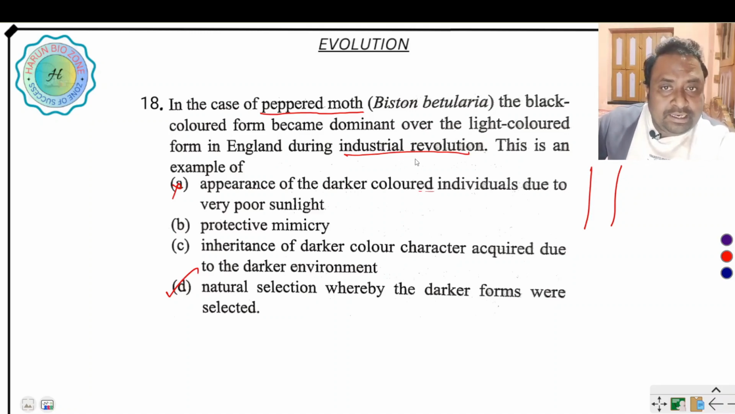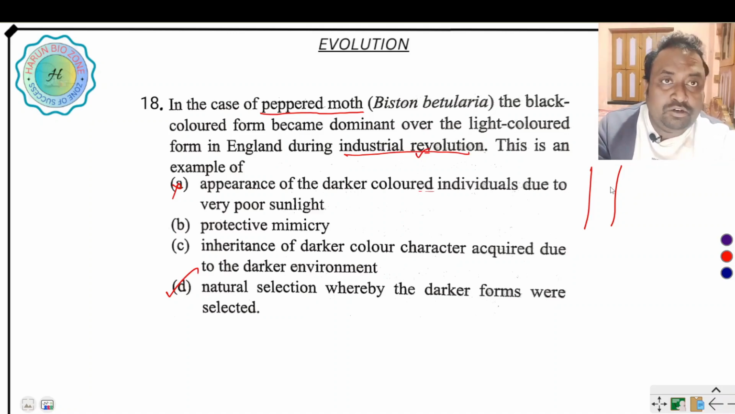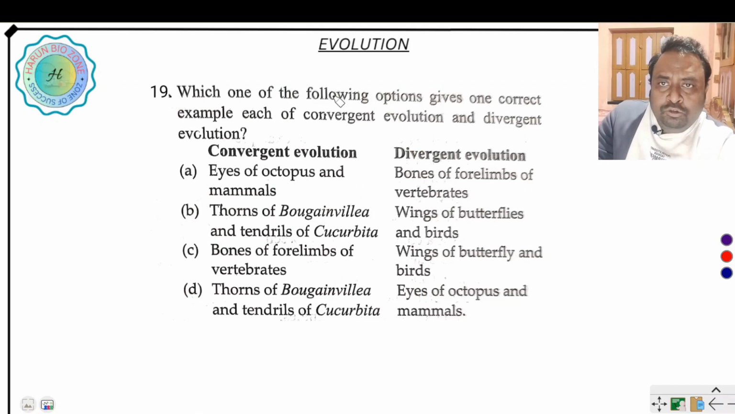But when the Industrial Revolution occurred, the lichen disappeared because lichen is a pollution indicator. In high pollution regions, they do not grow. So the black tree trunks come to the front, and on black tree trunks, the black moths survive. This is the theory of natural selection. Which one of the following options gives the correct example?